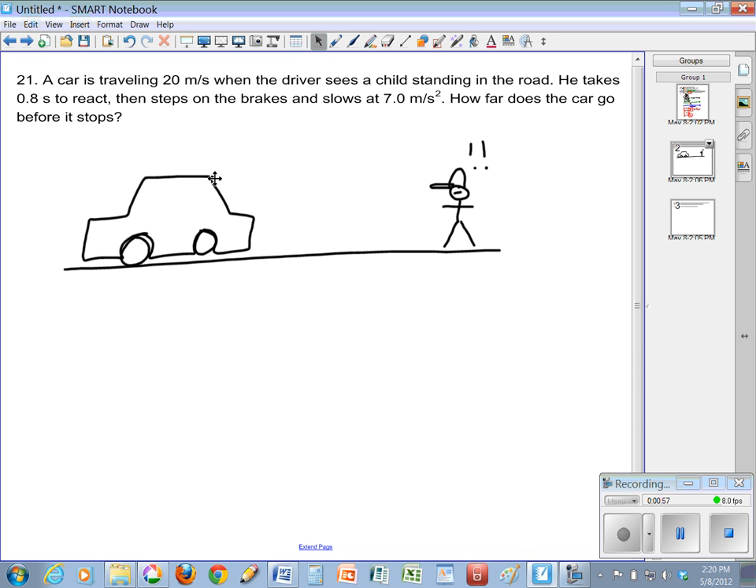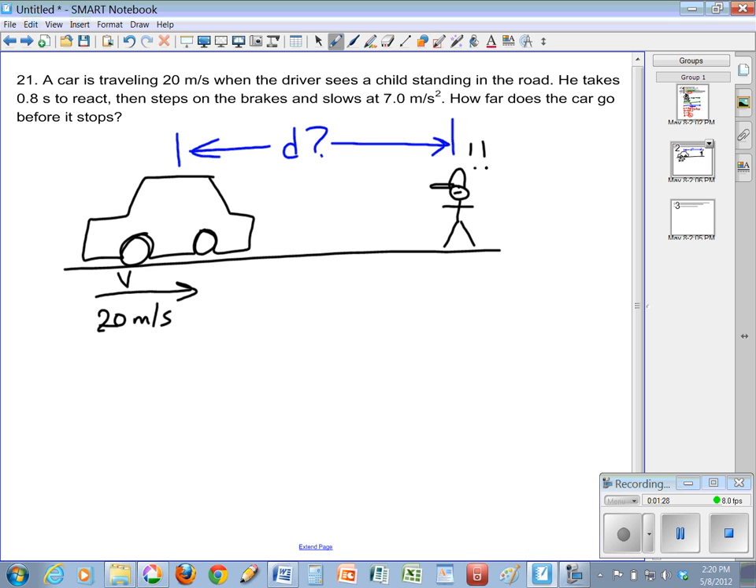Okay. So we don't know the distance from the car. We'll just mark a midpoint here. We don't know this distance here from the car to the child. But it does give us a few details. The car is traveling initially at 20 meters per second. So I'll just put a velocity arrow here. It's going 20 meters per second.